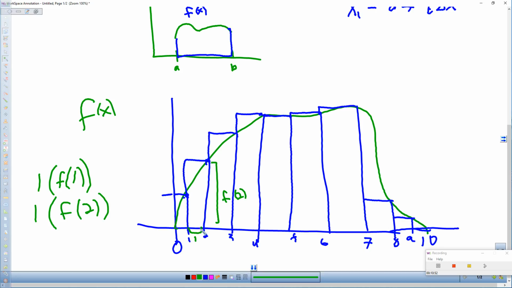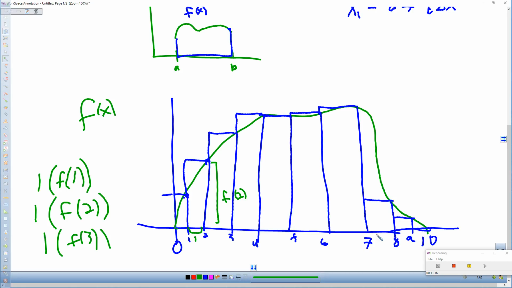Oh, the function gives you the height? Yeah. So we got our length, our width, and our height. Or length and width, however you want to do it. And then we can use the next one by saying 1 times f of 3, and so on. And we could add all these together. We would get a reasonable approximation of the area.